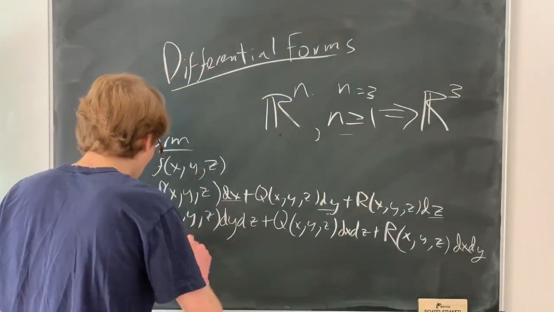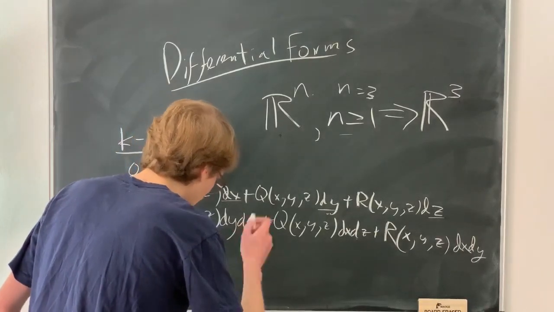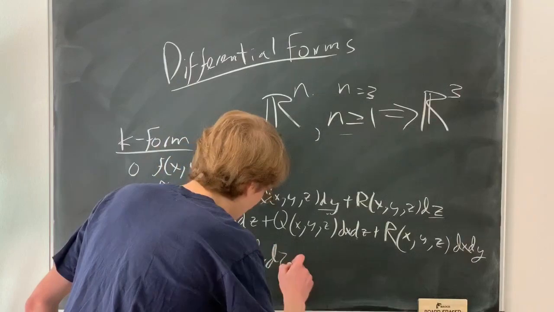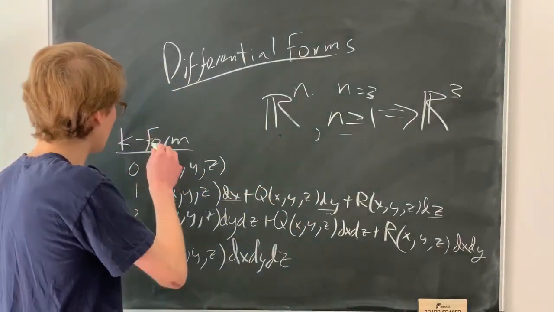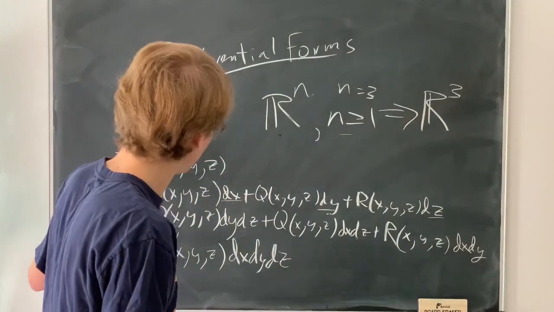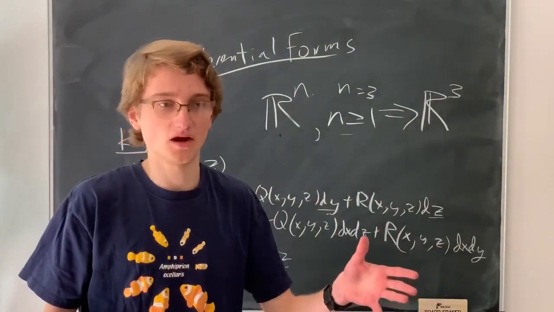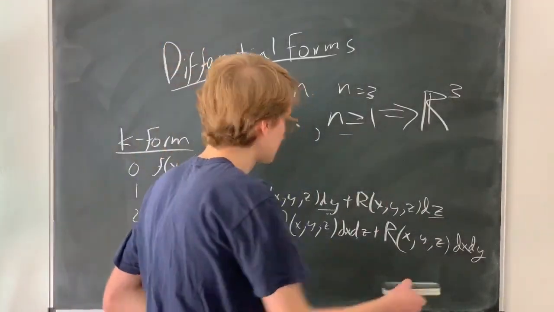Then finally, for our 3-form, it's just some function, we can call it f, times dx, times dy, times dz. So that's all. A k-form simply refers to the number of differentials attached to any given function. So, not too bad, but just something to keep in mind.